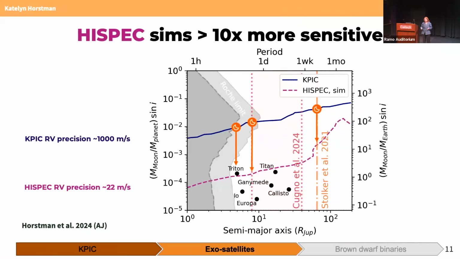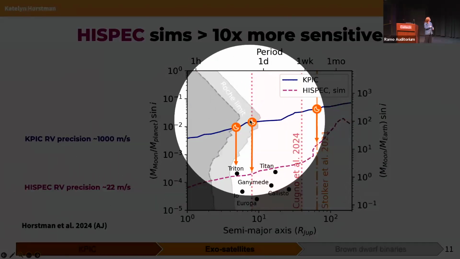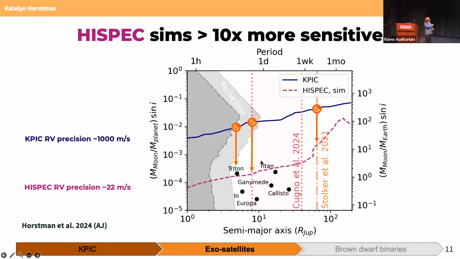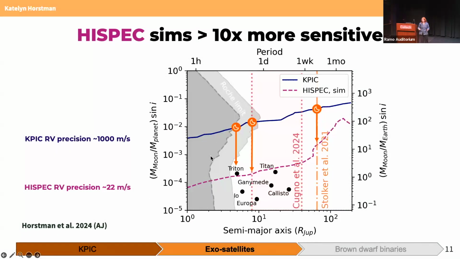But the next generation of high-resolution spectrographs, primarily HISPEC, which is planned to have first light at Keck in 2027, will be about 10 times more sensitive from simulations that we also ran. So we did a similar time series of around 18 hours of observation over 6 days, and we found that we could drop the RV precision from about 1,000 meters per second to 22 meters per second, really starting to push down the sensitivity to satellites that are between 10 to the negative 3 and 10 to the negative 4, which are starting to probe the masses that we would expect to see from material formed in the circumplanetary disk.